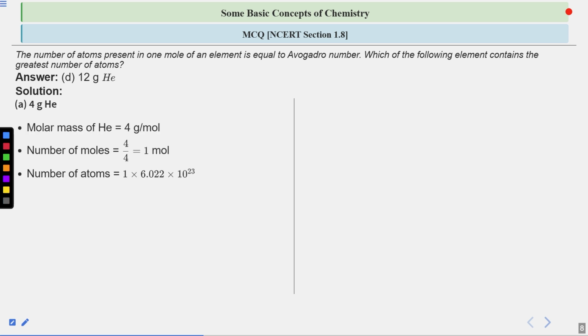For the first species, we have 4 gram helium. What is the molar mass of helium? It is 4 gram per mole. Then what will be the number of moles? Given mass by molar mass. The given mass is 4 gram and the molar mass is 4 gram per mole. Therefore, we have 1 mole of helium gas. Now how do we calculate the number of atoms? It's very simple. Just multiply the number of moles with Na.